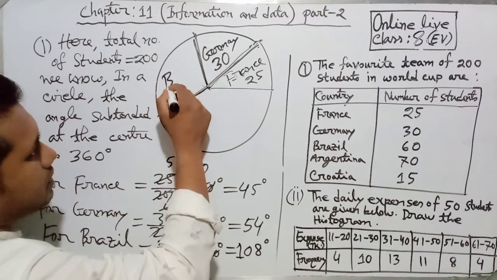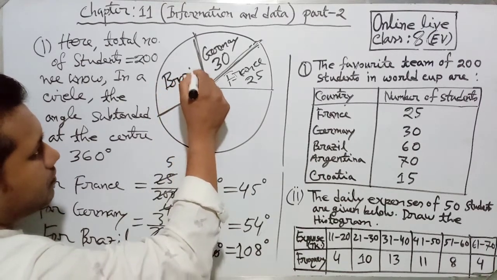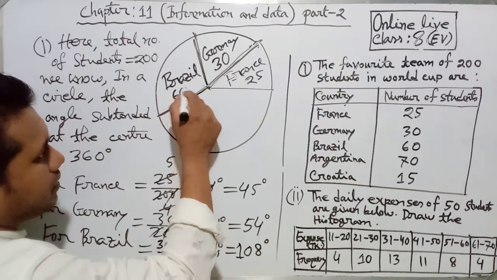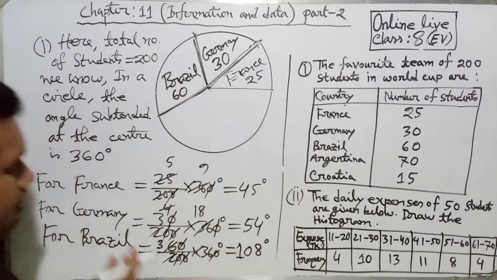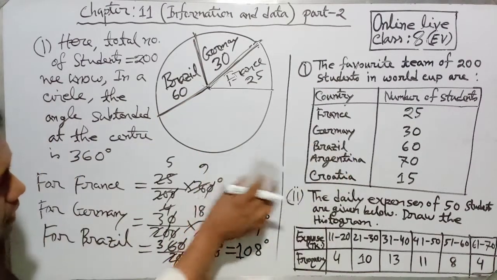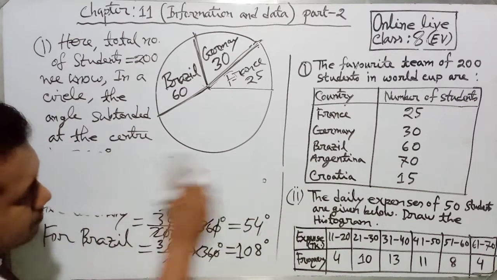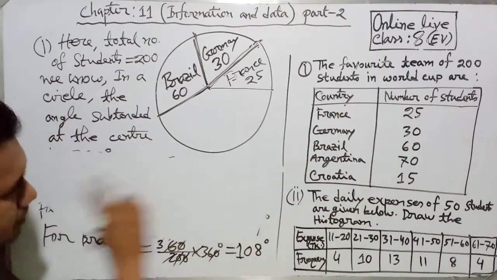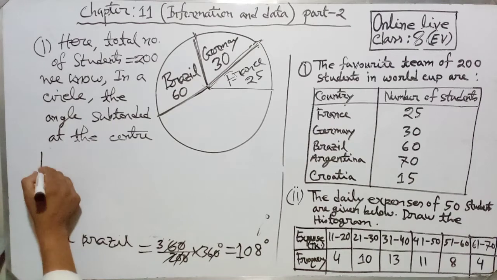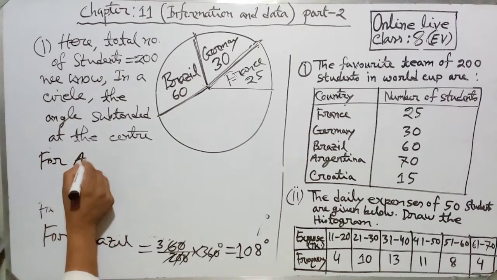So now set up your protractor there, and suppose this is your 108 degrees. So now we can say this is Brazil, 60. Clear? Now dear students, we can go to Argentina. Now we can write for Argentina.